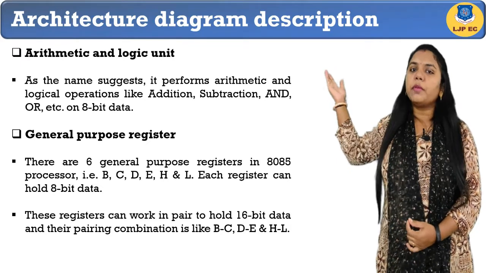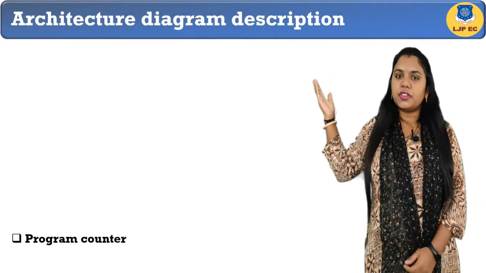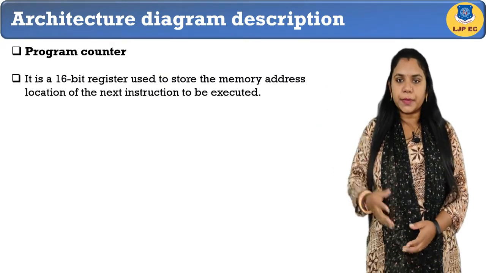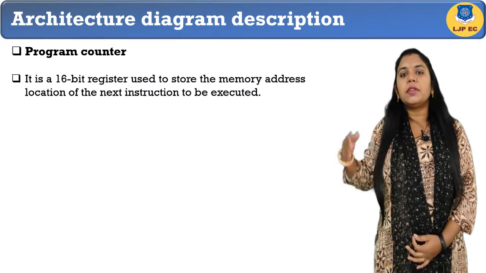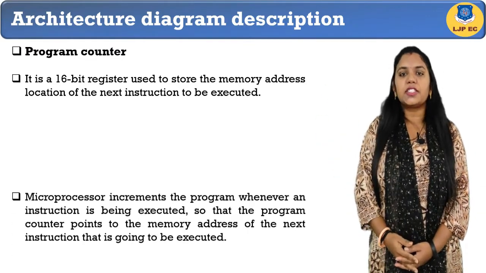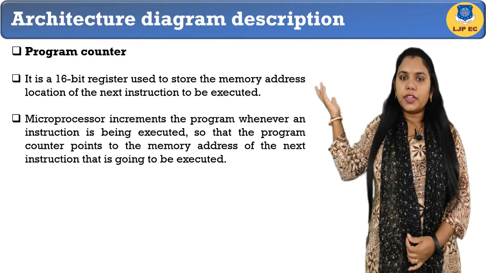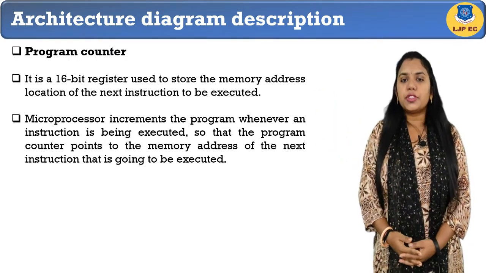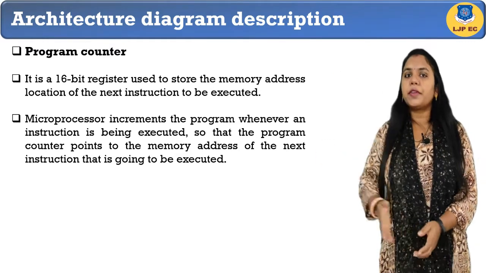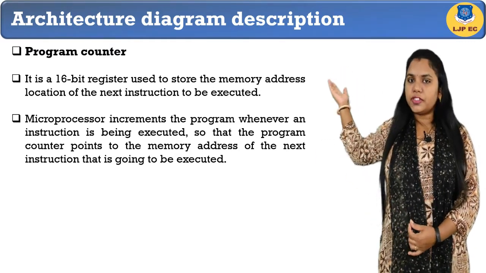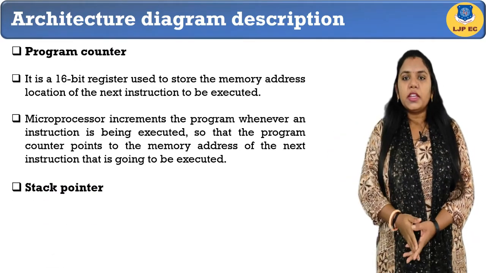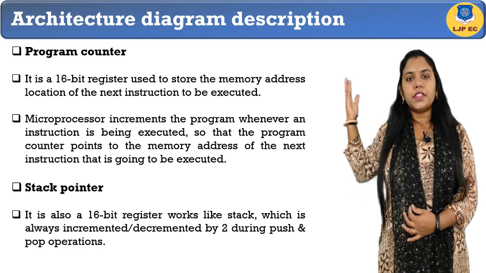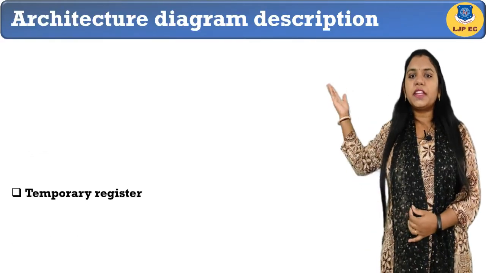The next is program counter. It is a 16-bit register used to store the memory address location of the next instruction to be executed. Microprocessor increments the program counter whenever an instruction is being executed, so that the program counter points to the memory address of the next instruction that is going to be executed. The next block is stack pointer. It is also a 16-bit register, works like a stack, which is always incremented or decremented by 2 during the push and pop instructions.